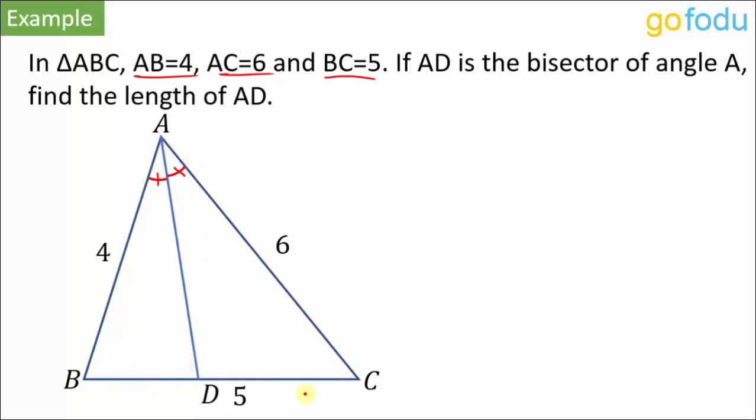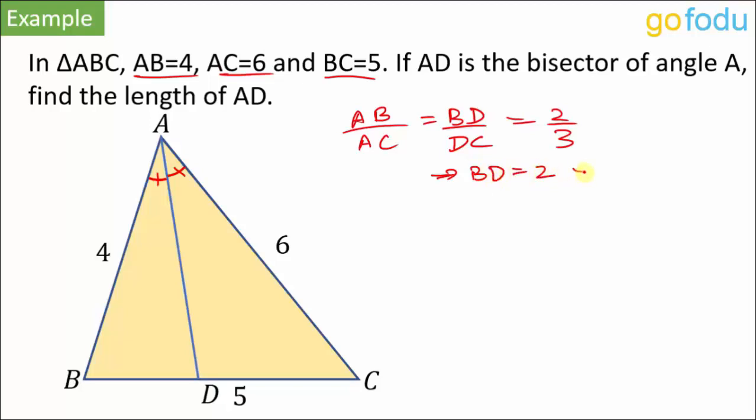Okay. BC is given to us as 5, and we can apply the angle bisector theorem to this complete triangle ABC to get the individual lengths of BD and DC. How? AB upon AC will be equal to BD upon DC. AB is 4, AC is 6, so BD upon DC will be equal to 2 upon 3, and we know BD plus DC is 5, BC is 5. That simply means BD will be equal to 2 and DC will be equal to 3.